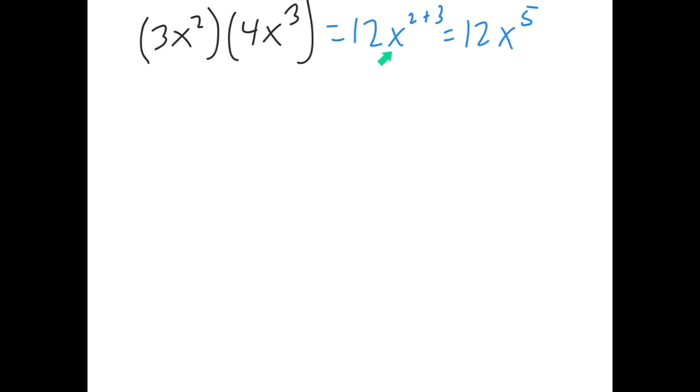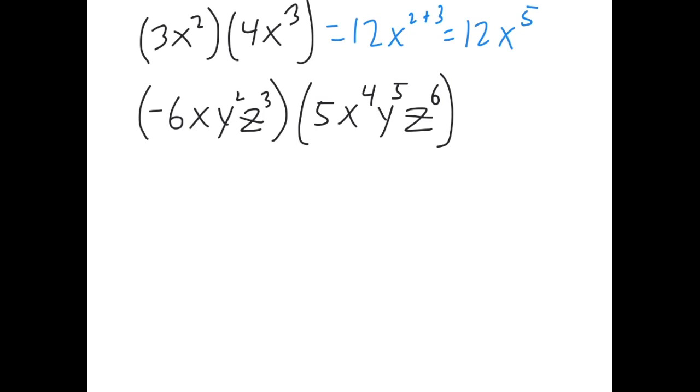And you don't have to always write this step out right here. If you know automatically 2 plus 3 is 5, you can just write 5. And that's the answer there. So 3x squared times 4x cubed will give us 12x to the 5th. Now let's look at this one. Here we have to multiply each thing separately. So here we have negative 6 x y squared z cubed times 5 x to the 4th y to the 5th z to the 6th. So we have to multiply each thing separately.